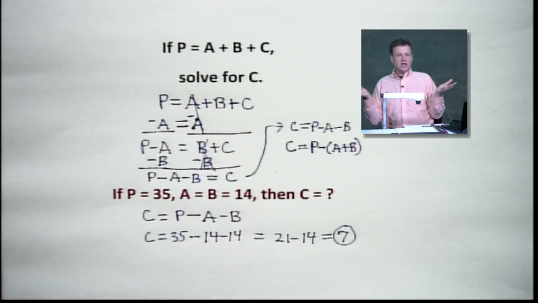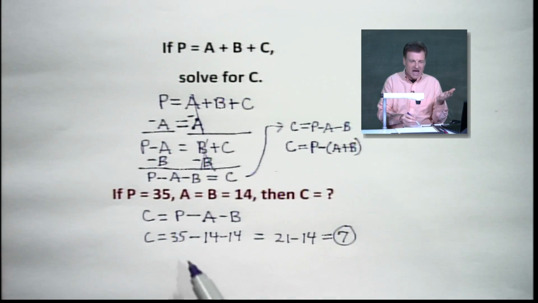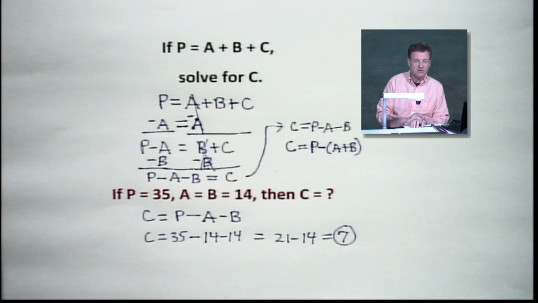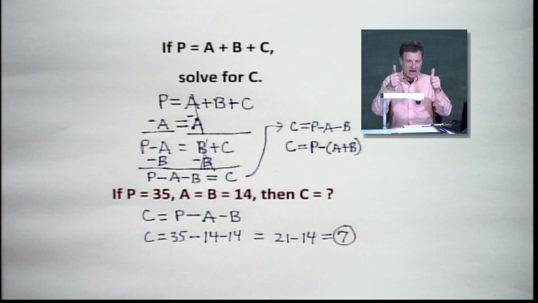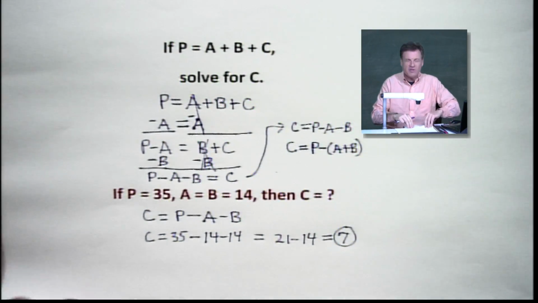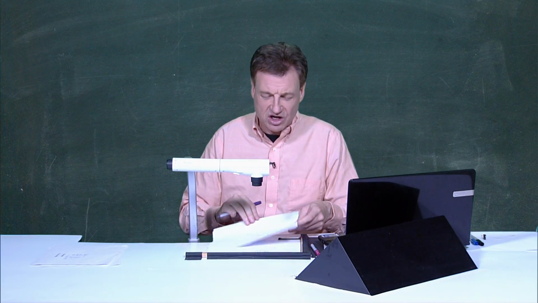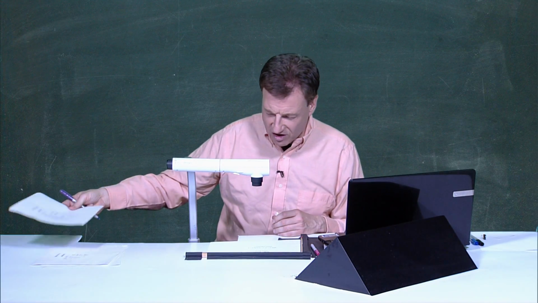Now you say, Ernie, could we have added 14 and 14, gotten 28, and subtracted from 35? Yes, you would get 7. So either of these formulas works. Either of these representations is a good answer, all right? So there you go, a little variable manipulation, literal equations, where we are today.